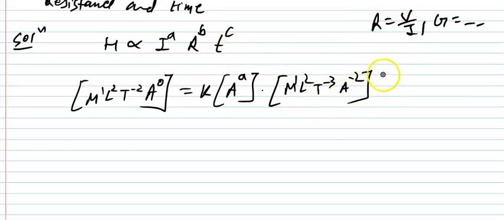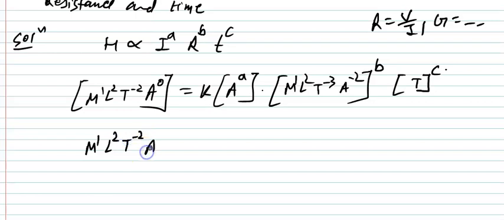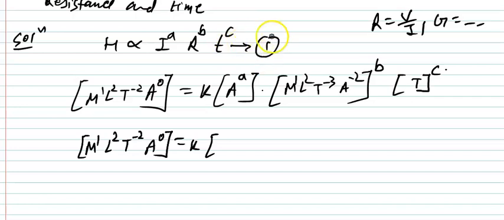So what is the dimension of the time? Also, firstly we need to put the power b on the resistance, and the dimension of T over here is time, with power c. Getting it, everyone? Now simplify it. You can put it like this: M to the power 1, L to the power 2, T to the power minus 2, A to the power 0, which is equal to K. We do not concern ourselves with K. Consider this as equation number one.